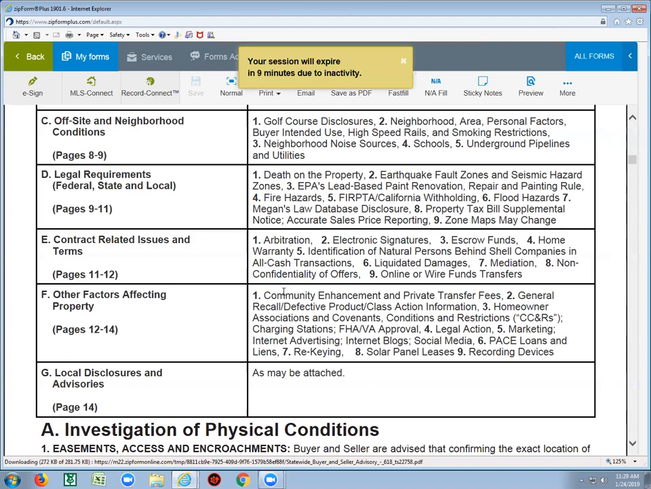Legal action. Marketing, internet advertisement, internet blog, social media. Paste loan and link, that's for the high efficiency energy, clean energy saving program, PACE. Solar panel lease and recording device.